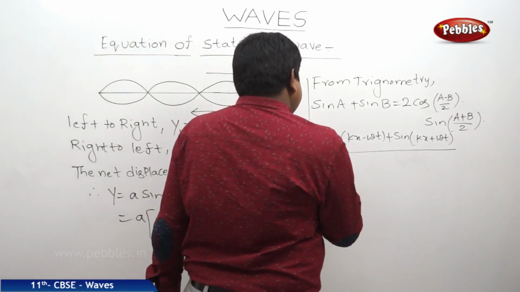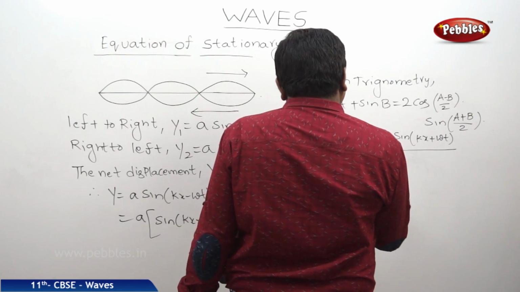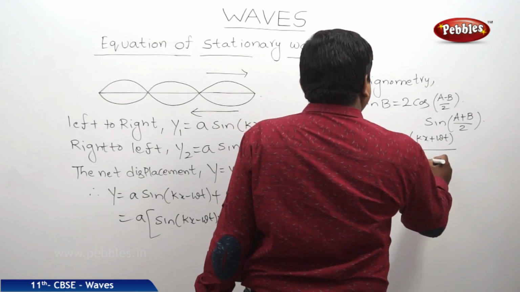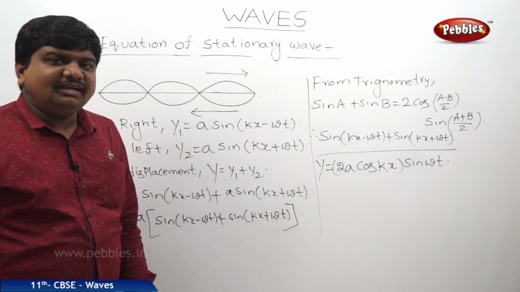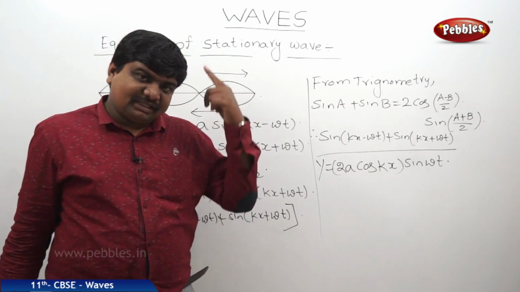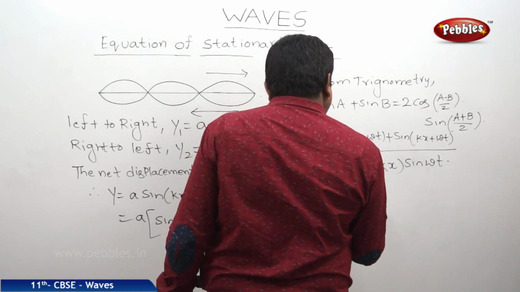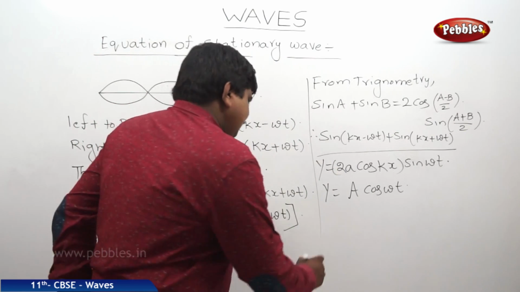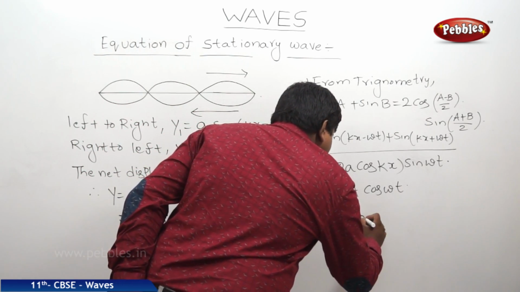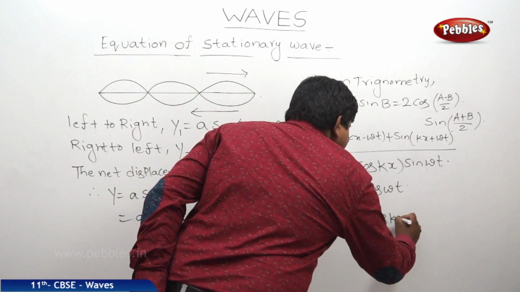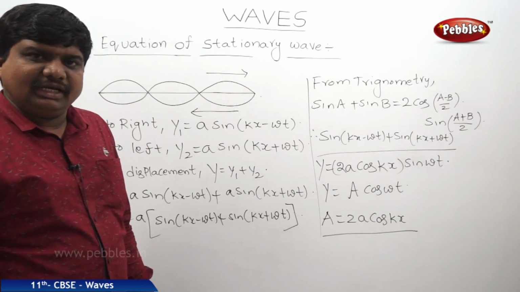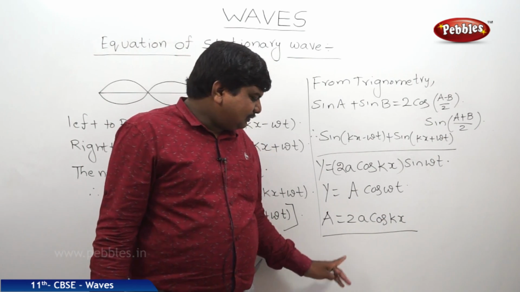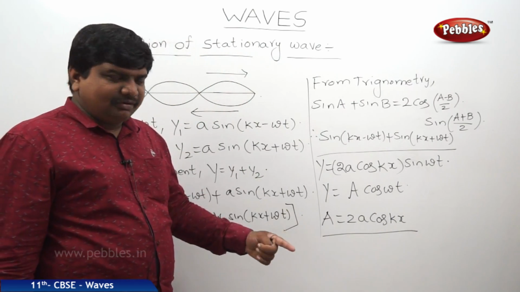So the expression is y is equal to 2a cos kx sin omega t. This is the net displacement. If you compare this net displacement with the SHM equation, y is equal to A sin omega t, this comparison gives A is equal to 2a cos kx. So the net amplitude is 2a times cos kx. That means the amplitude is not the same at every point.